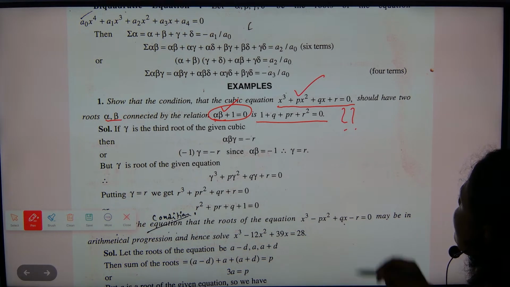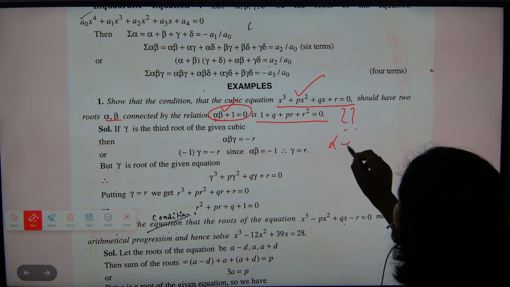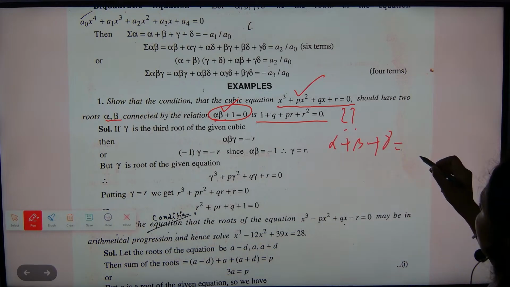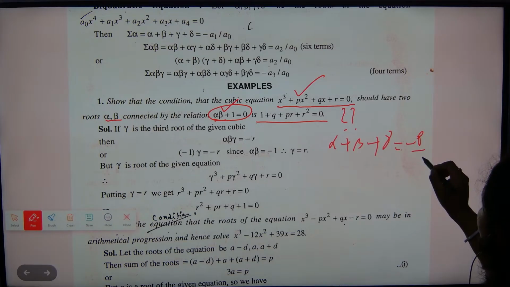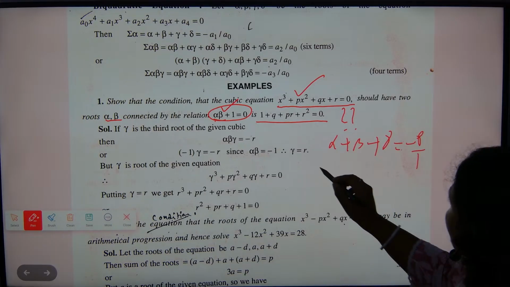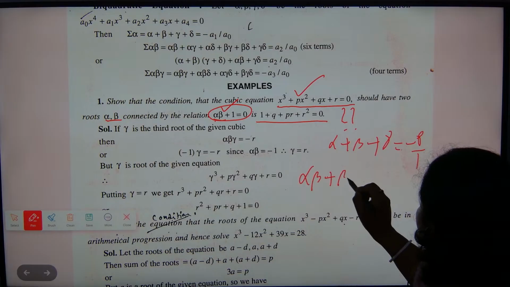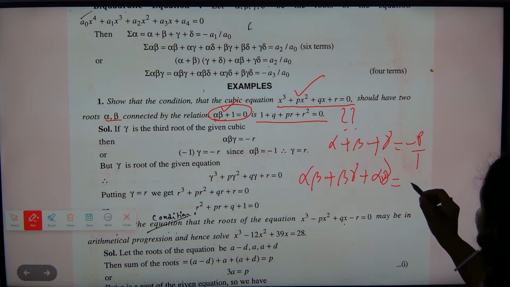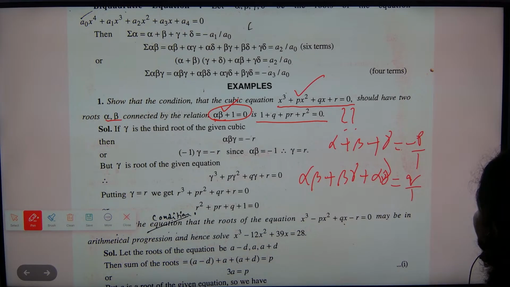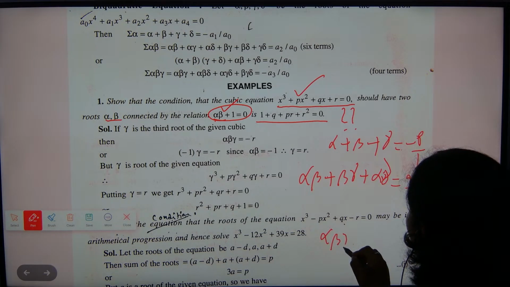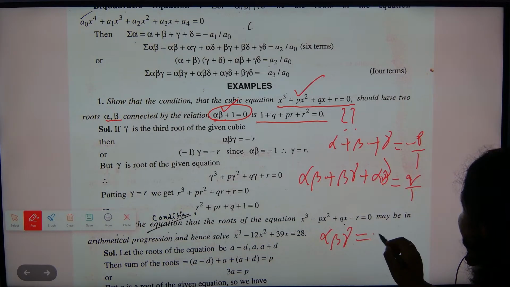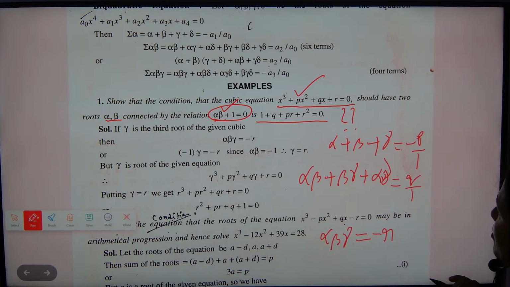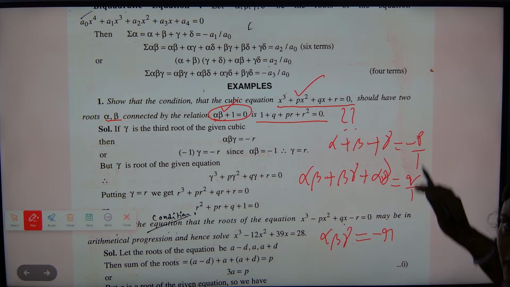So what we have: alpha plus beta plus gamma equals how much? Minus p by 1. Then alpha beta plus beta gamma plus alpha gamma equals how much? q by 1. Then alpha beta gamma, what do we have? Minus r by 1, it is minus r. Got it? These are the basic things.